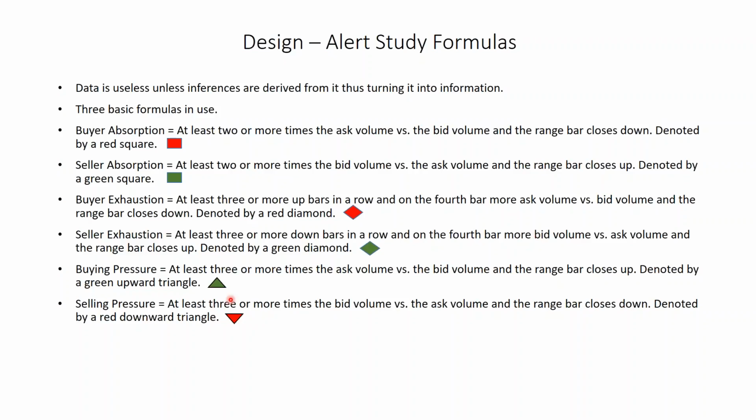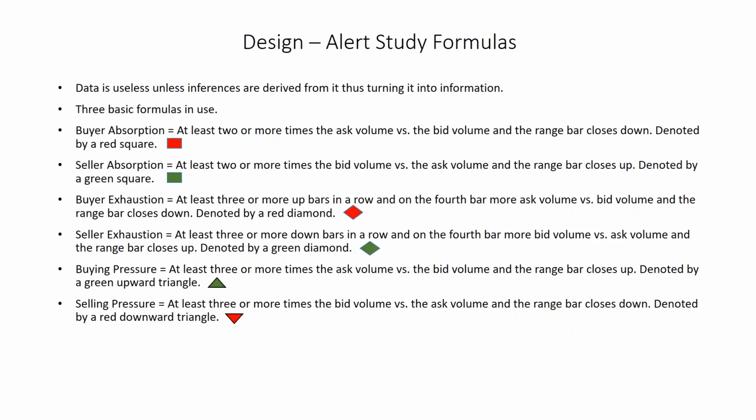And then the third concept here is what I call buying and selling pressure, and that's where you get at least 3 or more times the ask volume versus the bid volume, and the range bar closes in the direction of the buying. So in other words, you just have some really strong push to the upside, and the range bar closes up. So now that kind of tells you that the buyers are really piling in, and then on the other side you have selling pressure where 3 or more times the bid volume versus the ask volume, and the range bar closes down. That just means the sellers are piling in.